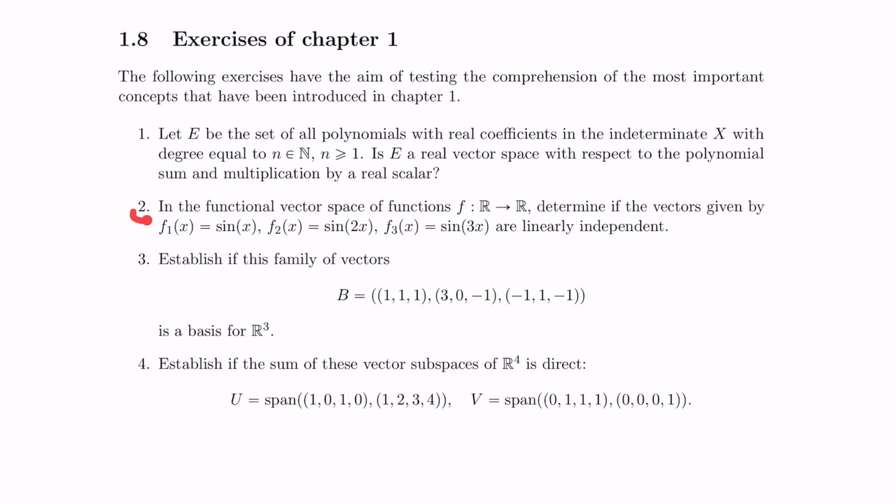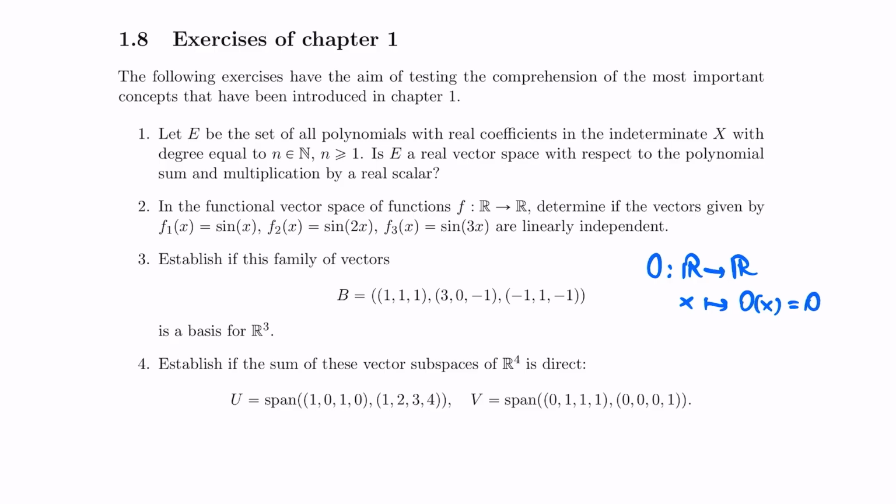Let's now deal with exercise 2. In the functional space of all the functions f from R to R, determine if the vectors given by these three functions here are linearly independent. As a hint to solve the exercise, recall that the null function is defined like this. We take any element x belonging to R, and the null function applied to x gives rise to 0.